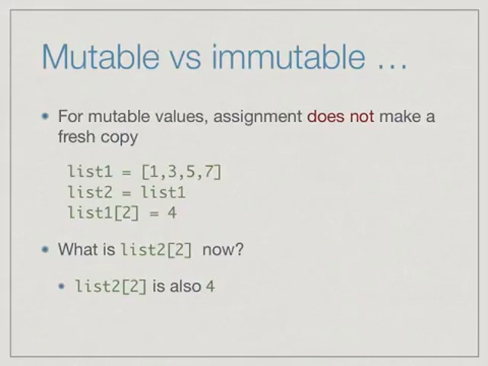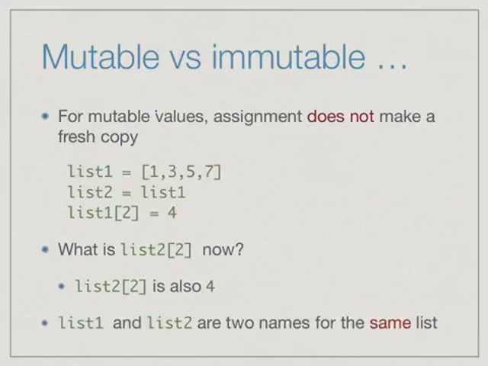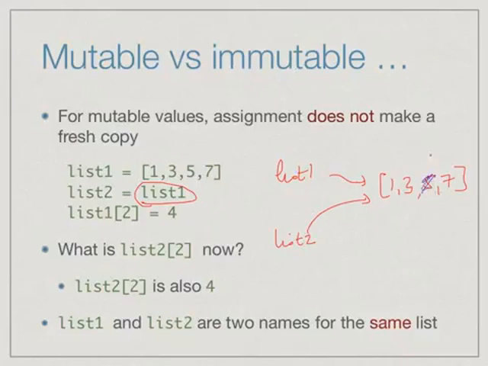List 2, 2 is also 4, and that is because when we make assignments like this from one name to another name, and the other name holds a mutable value, in this case the only mutable type that we have seen so far is a list, then instead of saying that there are two copies, we actually just say that list 1 is pointing to a value of list 1357, and now we also have another name for the same list, namely list 2. So if we change this value to 4, then list 2 also has the same value 4 at this position. So there's a fundamental difference in how assignment works for mutable and immutable types.